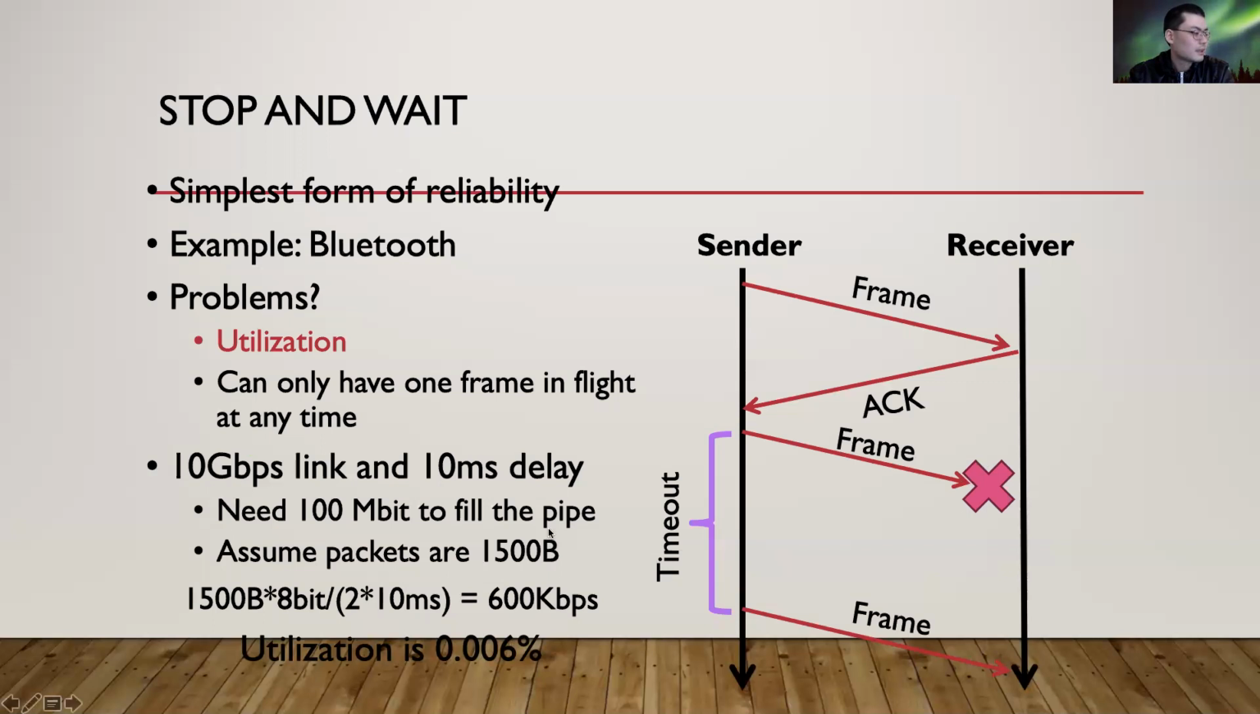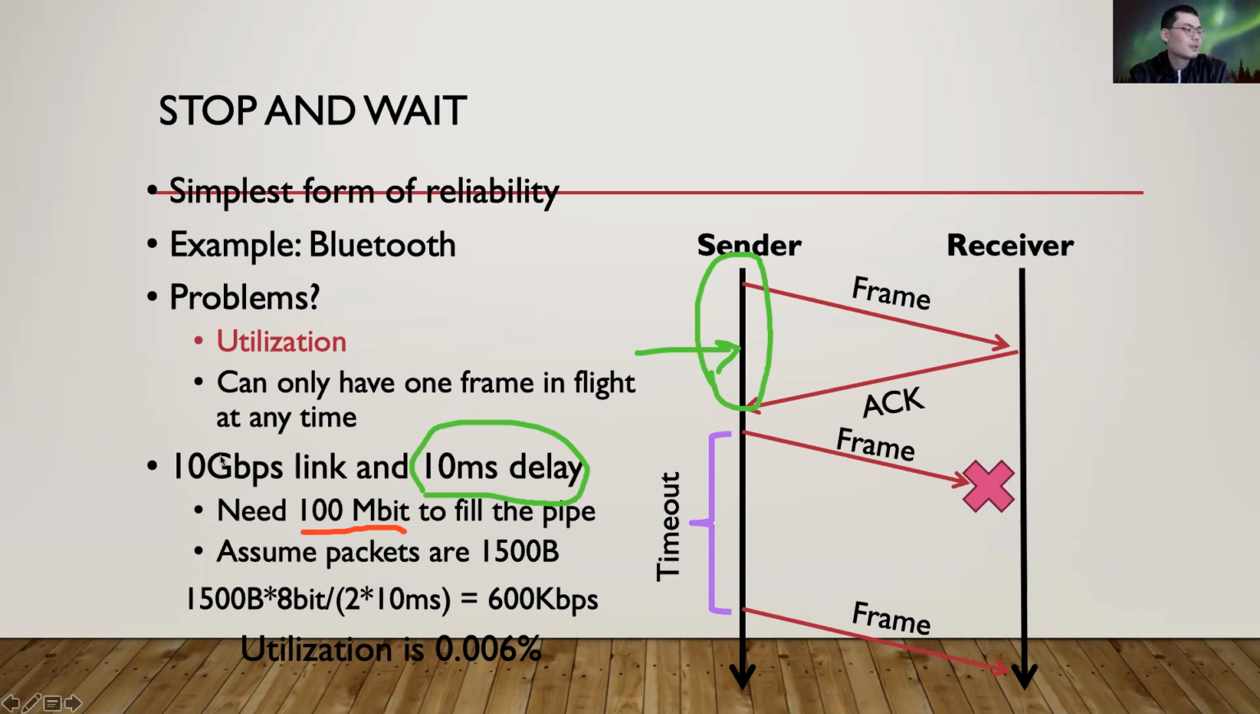Firstly, let's think about, within this 10 millisecond delay period, how many bits can actually be put on this wire. Let's do a simple calculation. That's why we needed you to do the math questions earlier, so then you have the answer. We actually need 100 million bits to fill the pipe.